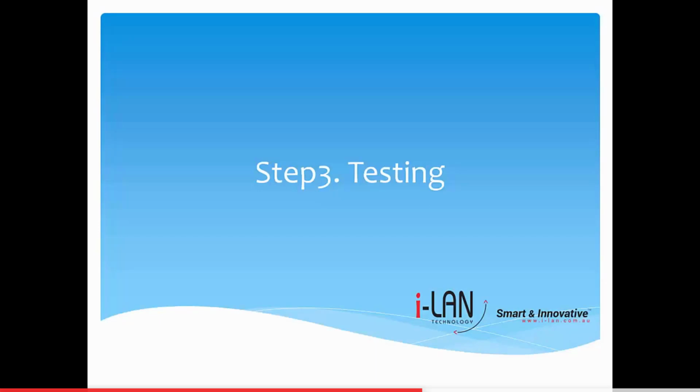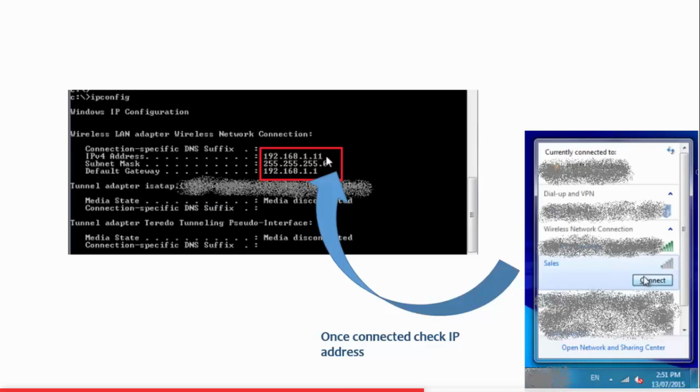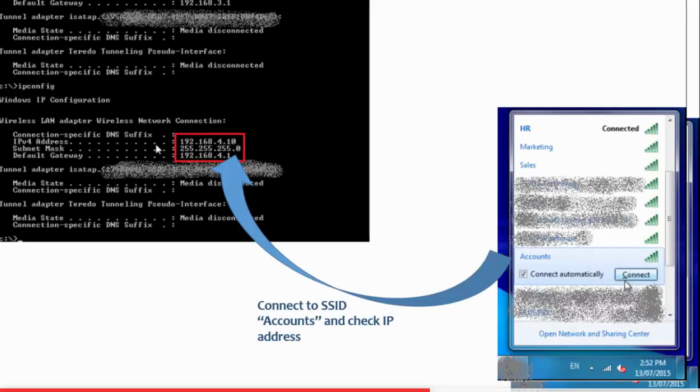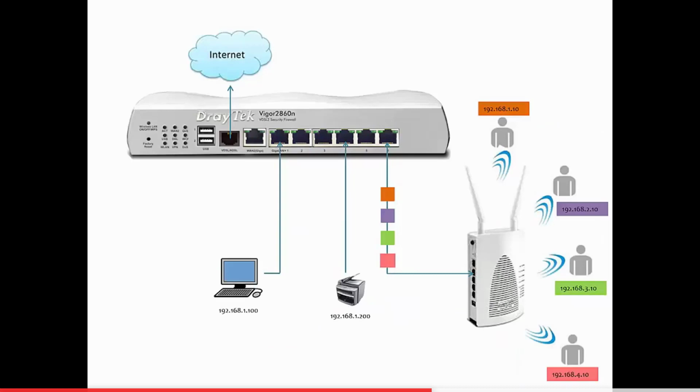Now we will test the setup. From the laptop, go to wireless and try to connect to the SSIDs one by one and check the IP addresses. The wireless client gets an IP address according to the SSID it connects to. Hence, only one LAN physical connection between the router and EP can pass the traffic for all VLANs. You can also enable inter-LAN routing under LAN General Setup to allow communication among the 4 VLANs.